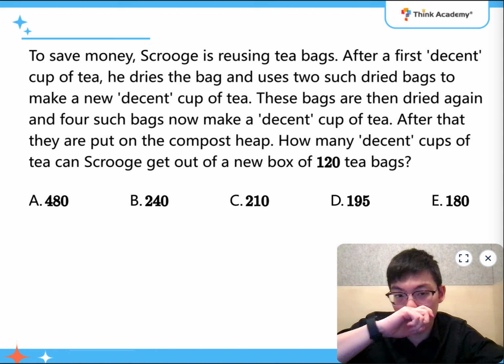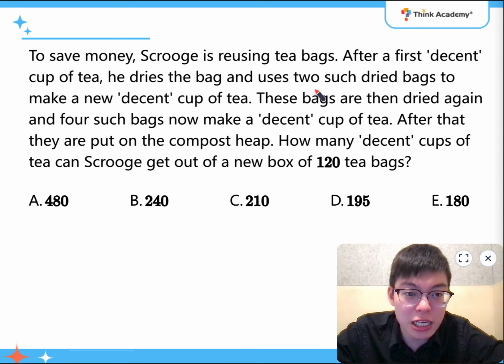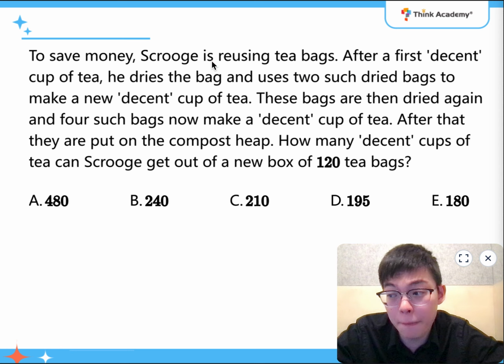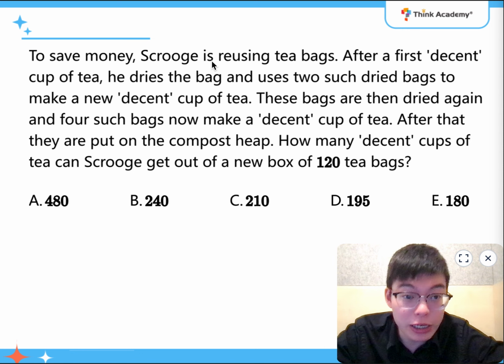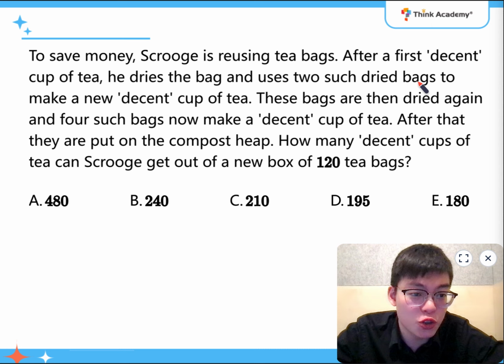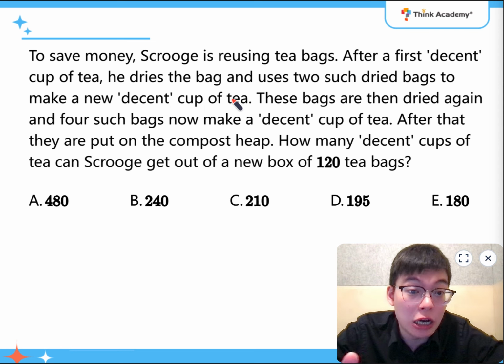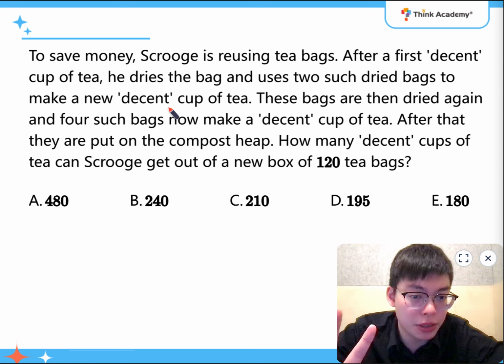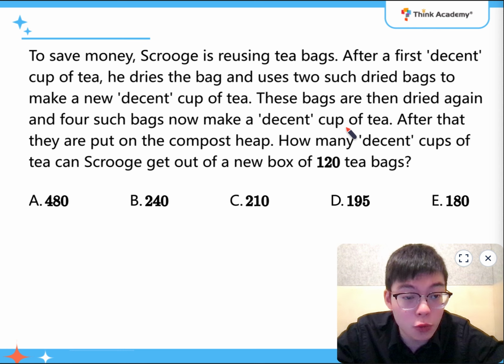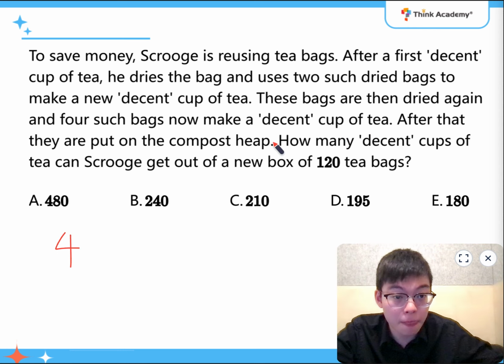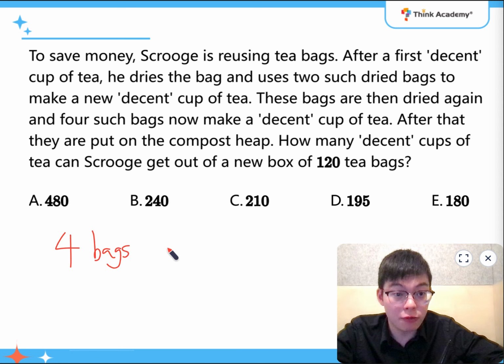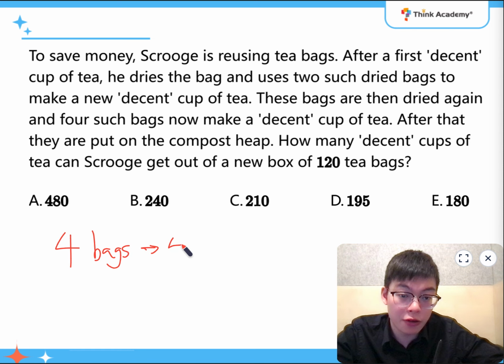And for the next question, well, Scrooge is reusing tea bags. So this is going to be a word problem with ratio and proportion. The reason why I say that is because, well, if you read this question carefully, each tea bag, like a fresh tea bag, can be used to make 1 decent cup of tea. And then 2 of such dried bags after the first decent cup can be making a new decent cup. And then 4 of the dry bags from the second decent cup can now make a new decent cup. Which means that if I have 4 bags, well, if they're all fresh, I can make 4 decent cups.